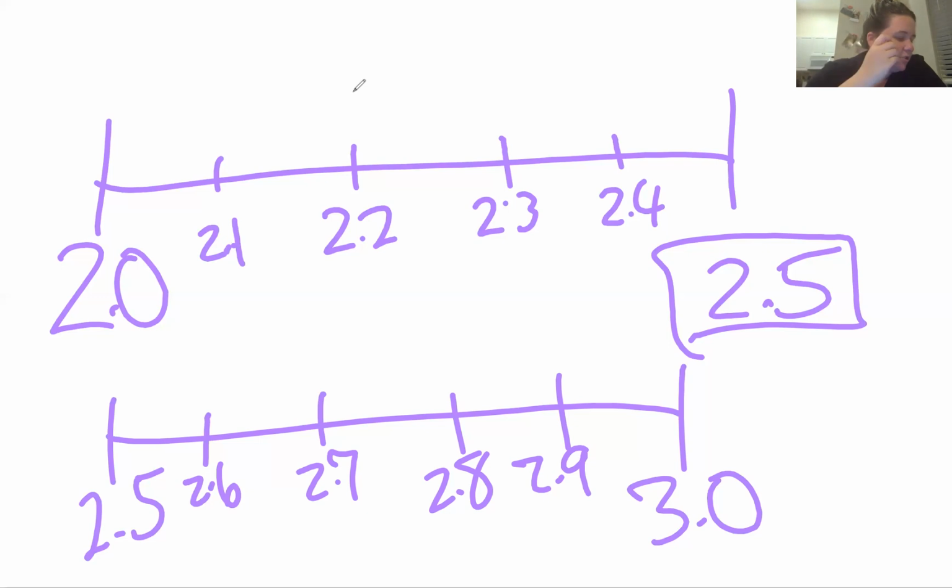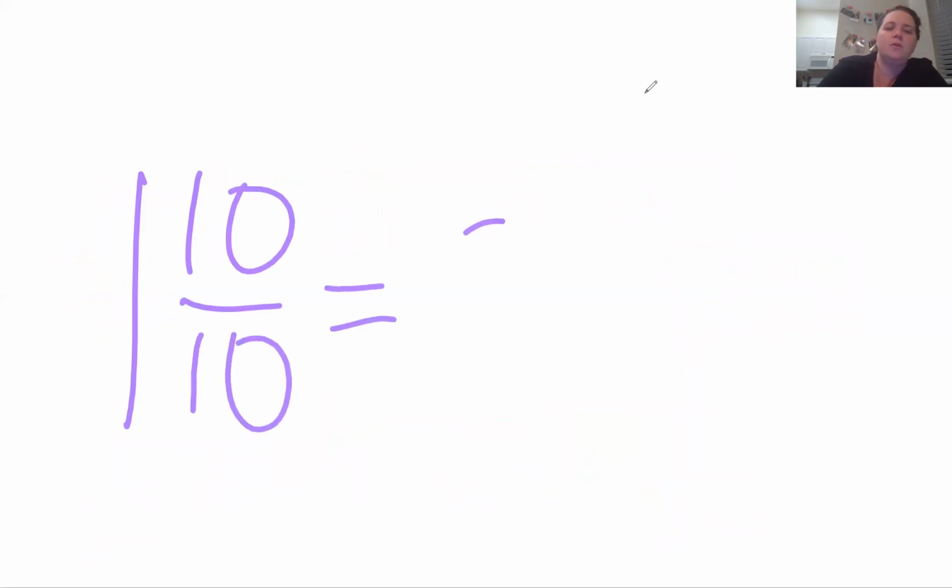So then you have yes or no questions for 28 through 33. And it says write yes or no and explain your answer. Number 28: Does 1 and 10 tenths equal 2? Well, let's look at it.